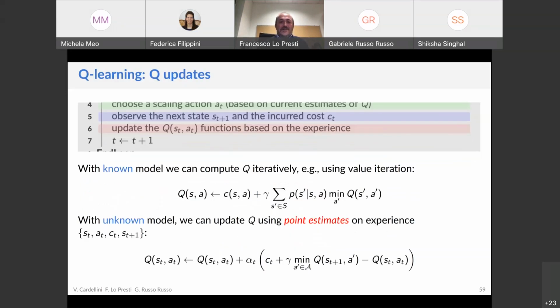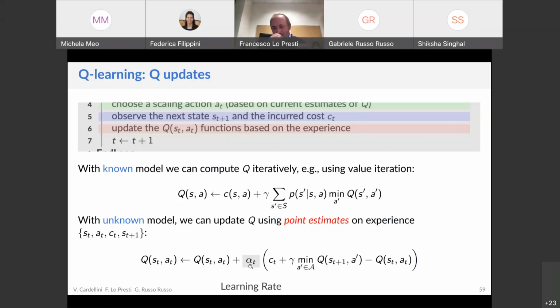After I observe the state, I have to update my estimate. The update is basically a different way of looking at value iteration. In value iteration, I use my knowledge of the system to update my Q function. In this setting, where everything is unknown, I'm using a point estimate. I have my current estimate of the Q function, and I want to compute the new estimate. So I need a learning rate, which should be properly adjusted to ensure proper convergence. We cannot get into the details of this right now.